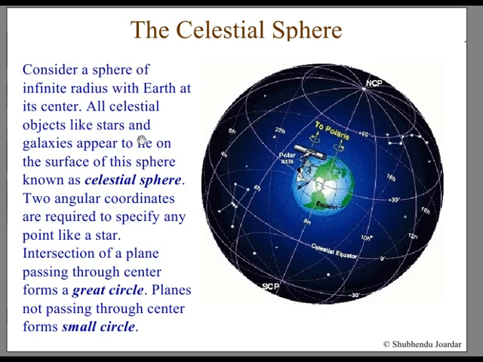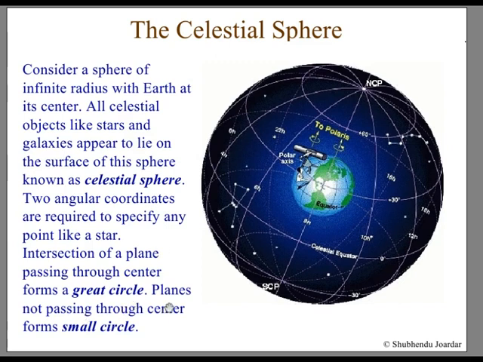Now I will read this one. All celestial objects like stars and galaxies appear to lie on the surface of this sphere known as the celestial sphere. Two angular coordinates are required to specify any point like a star. Now we don't know what is the distance from the Earth to the object. Normally, if you want to know the position of the object, for example, if we take this point, we can measure this angle, we can also measure this angle, but we cannot measure this distance. This is unknown. So in astronomy, we generally use two angular coordinates, not the distance.